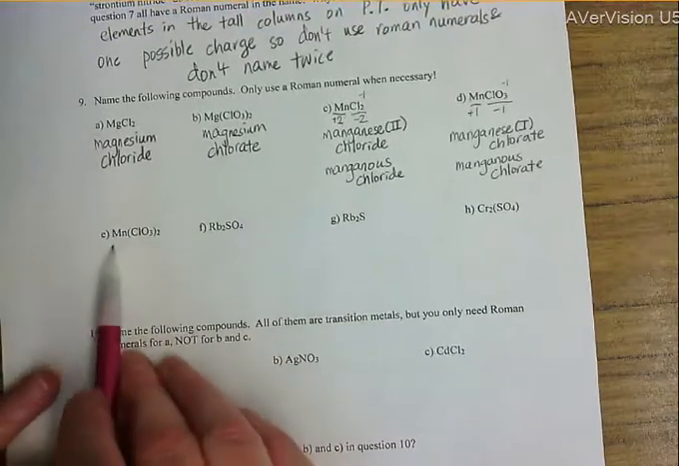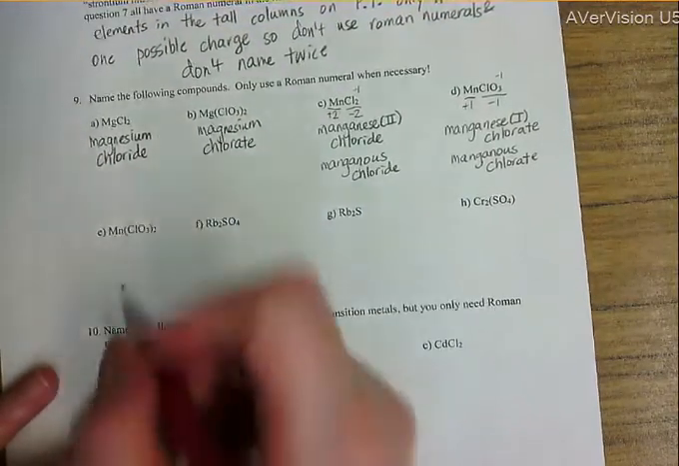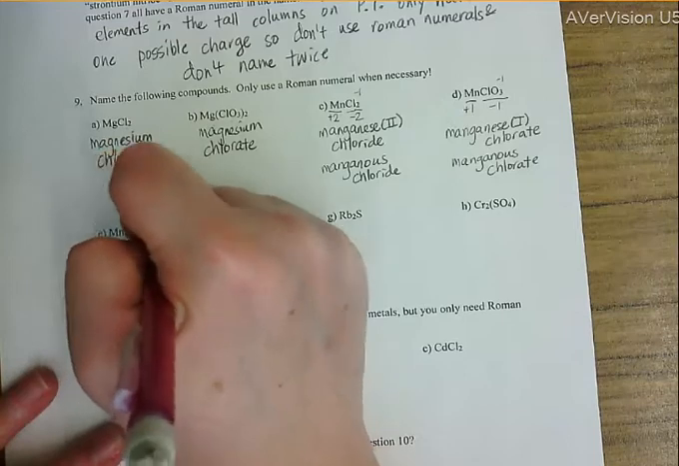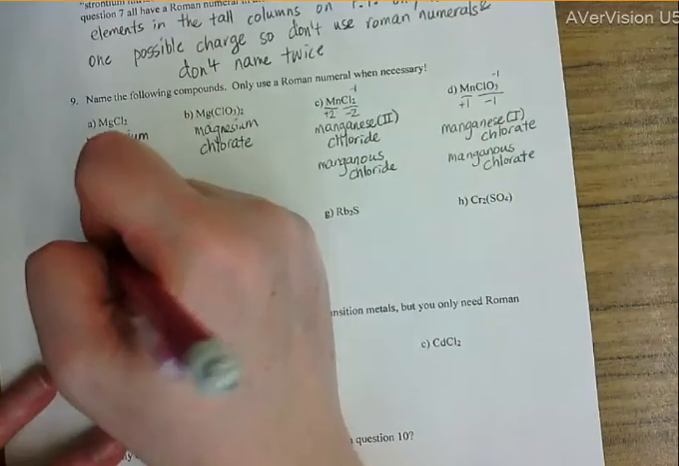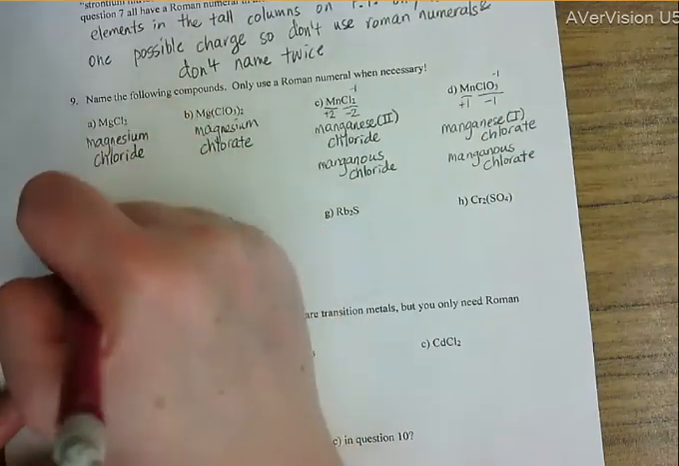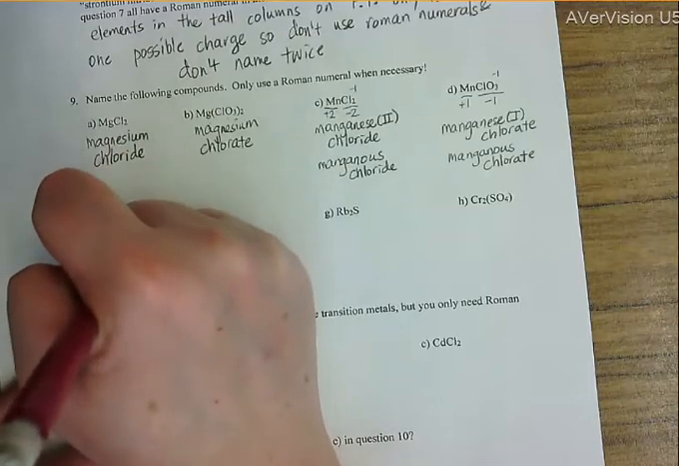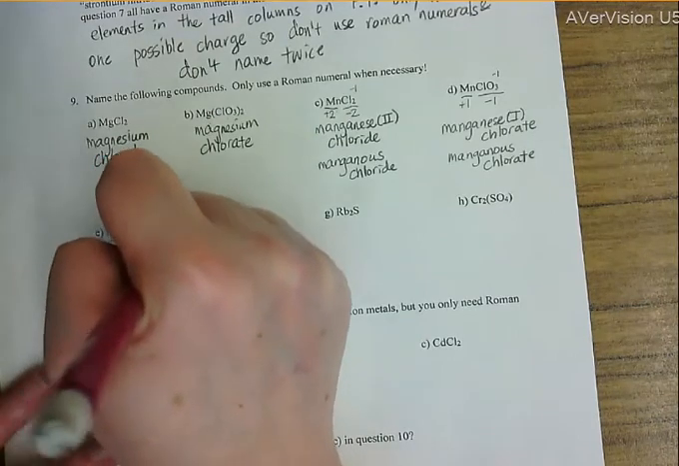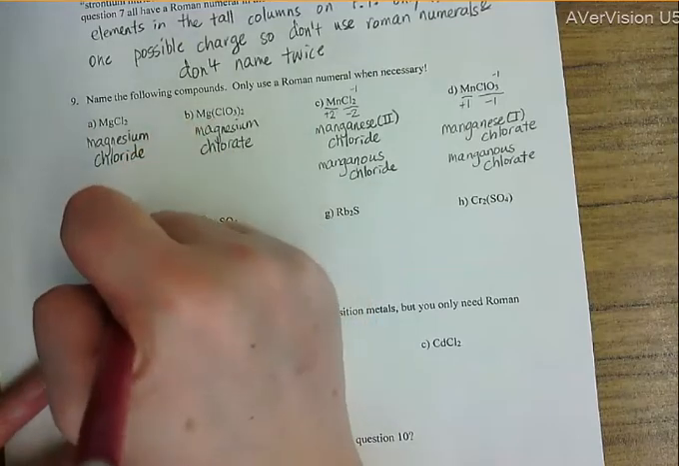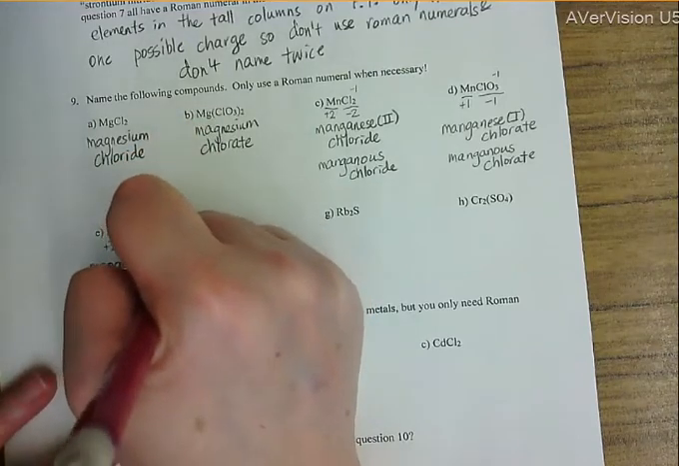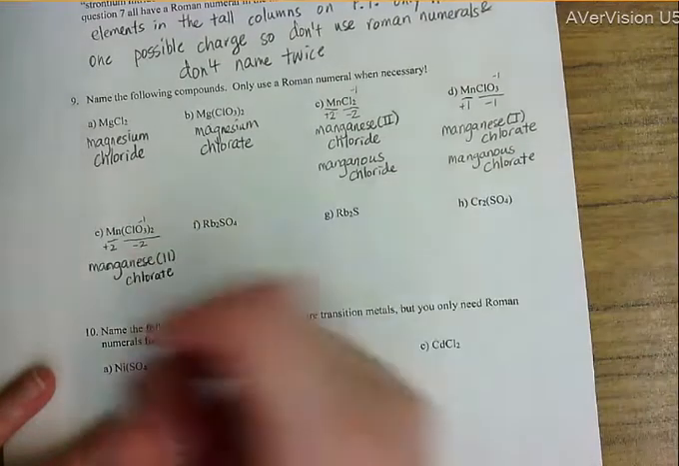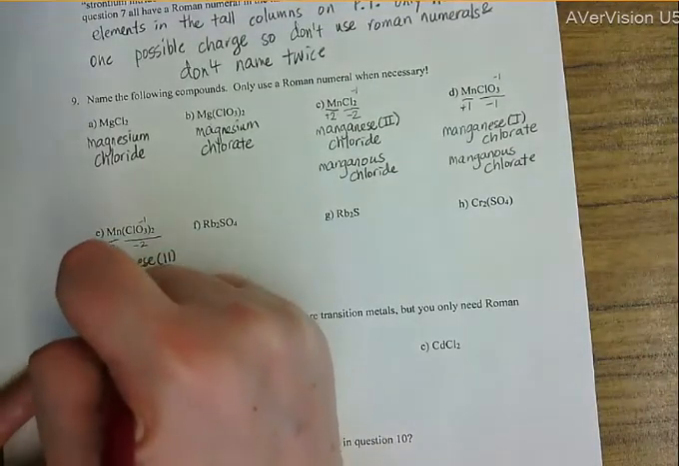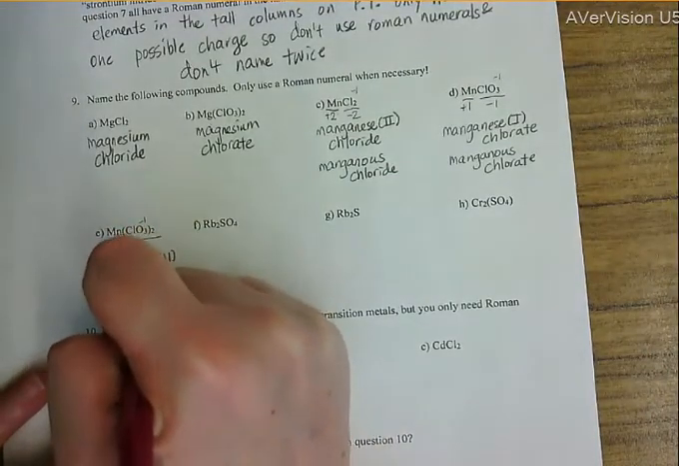Again, we have manganese again. Chlorate still a charge of -1, but this time there's 2, so that's a total of the -2 charge. So this is a +2. So this is manganese 2 chlorate. And manganic chlorate.